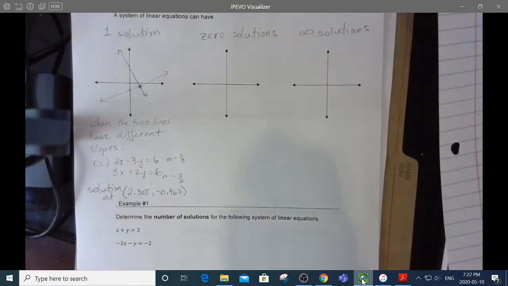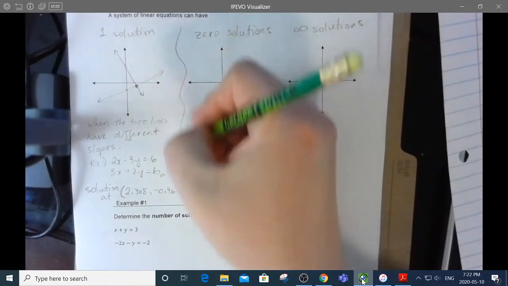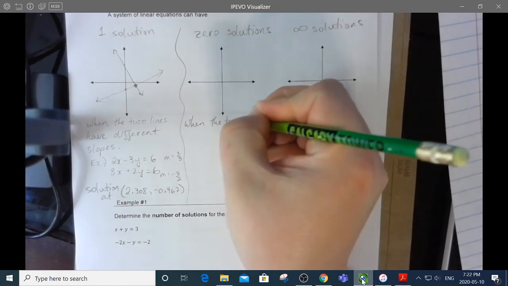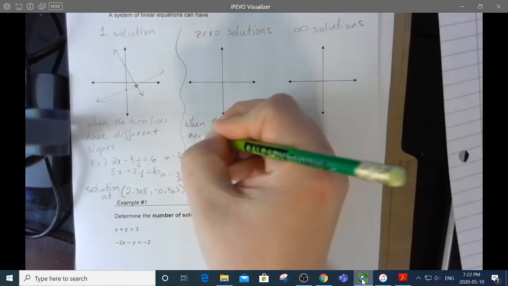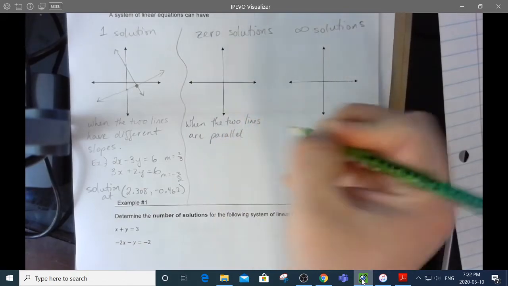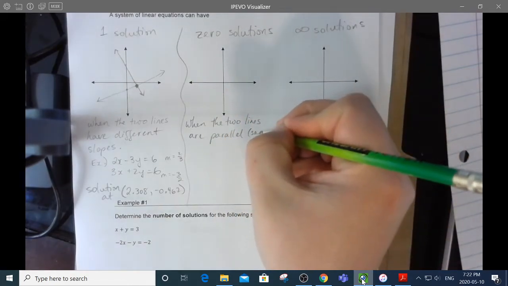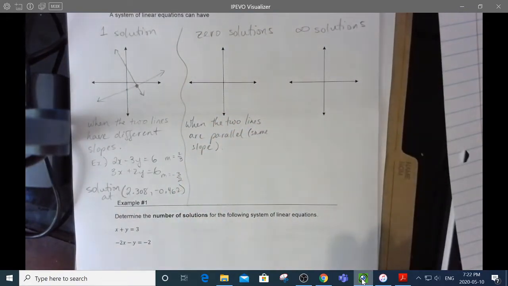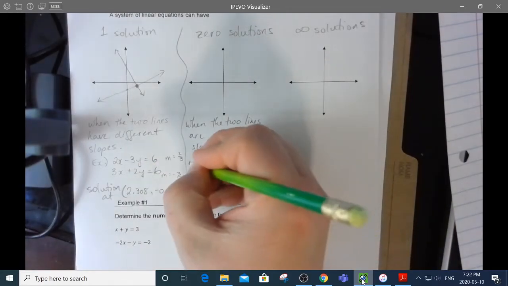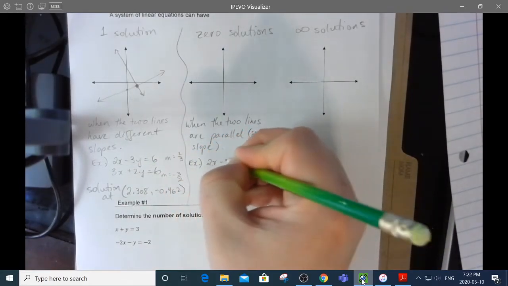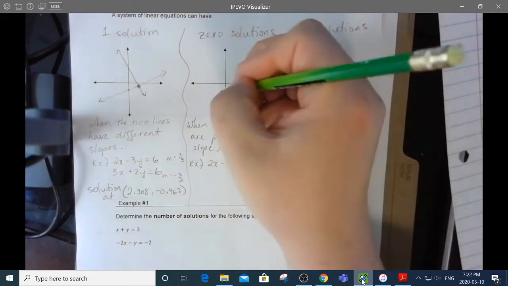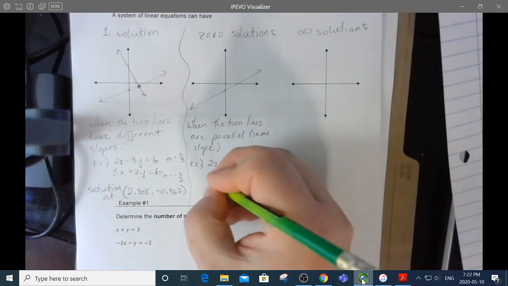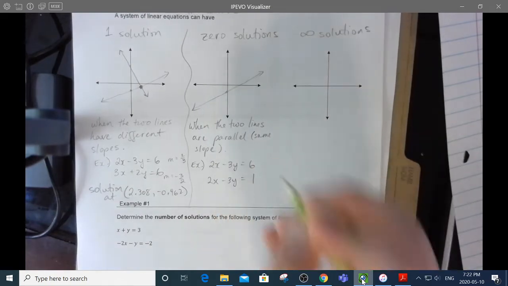What does it mean to have zero solutions? Well, you have zero solutions when the two lines are parallel. And do you remember how you can tell if two lines are parallel? It means they have the same slope. A good example of this would be, I'll use the same first one, 2x minus 3y equals 6, which again was about there, something like that, right? And then I'll have 2x minus 3y equals 1.